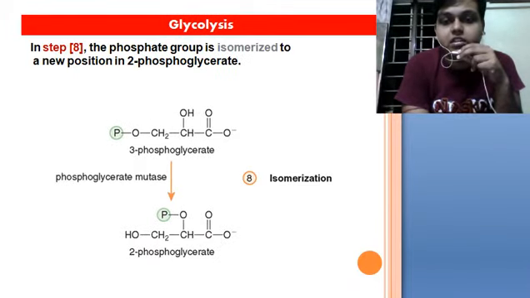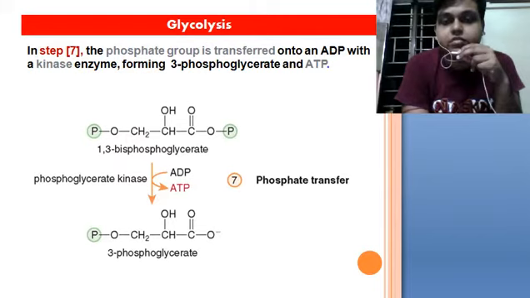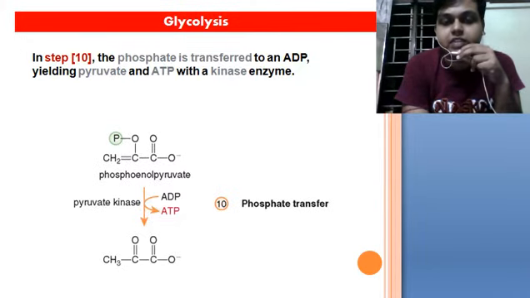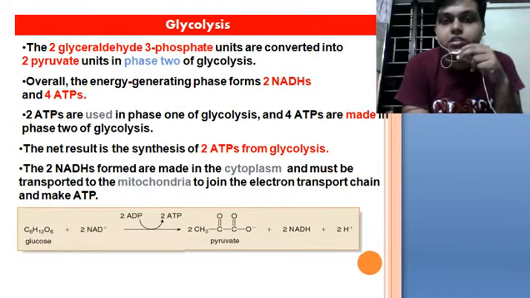Now in step 7, we can see that one ATP molecule is synthesized, and in step 10, that is the last step, another ATP molecule is synthesized. Now go for the conclusion of glycolysis: 2 glyceraldehyde 3-phosphate units are converted into 2 pyruvate units in phase 2 of glycolysis. Overall, the energy generating phase forms 2 NADH as well as 4 ATPs.